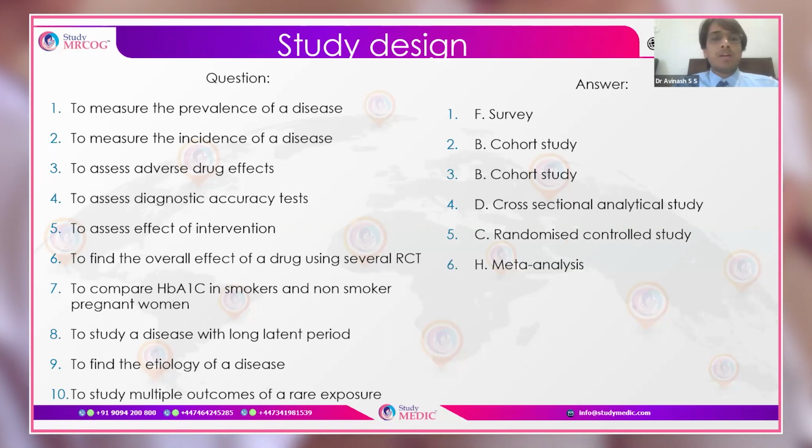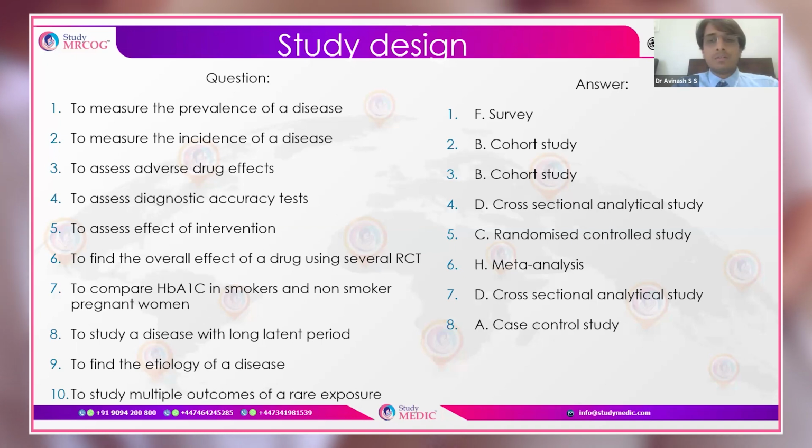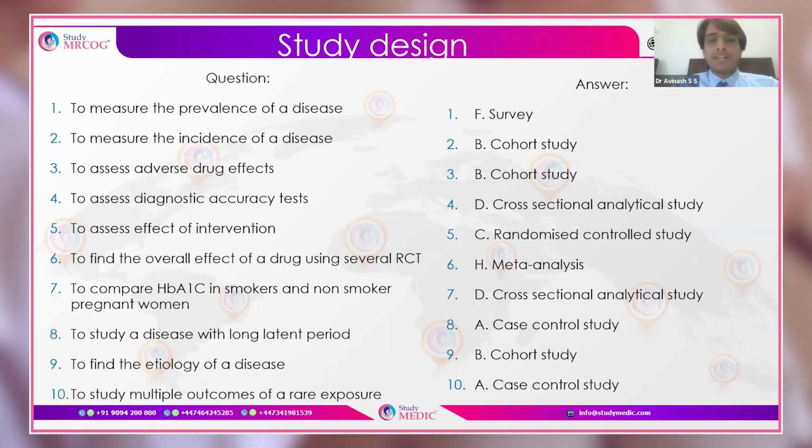To find out the overall effect of a drug using several RCTs, we use meta-analysis. To compare HbA1c in smokers and non-smoker pregnant women, we use a cross-sectional, analytical study design. To study a disease with a long latent period, case control study design. To find the etiology of a disease, cohort study design. And to study multiple outcomes of a rare exposure, we use case control study design. Now we'll see them one by one, and then I will come back to the options.